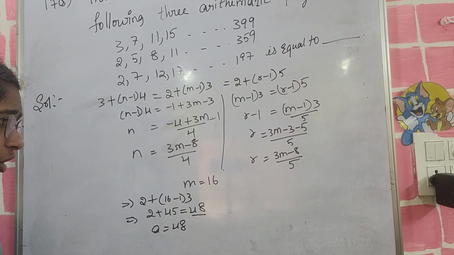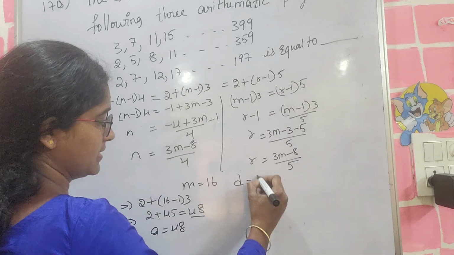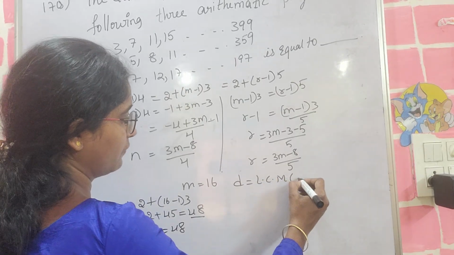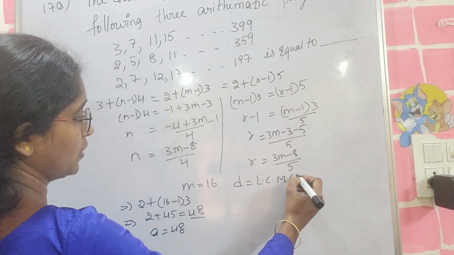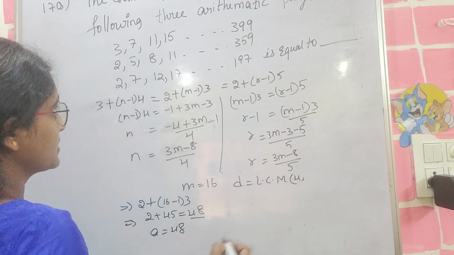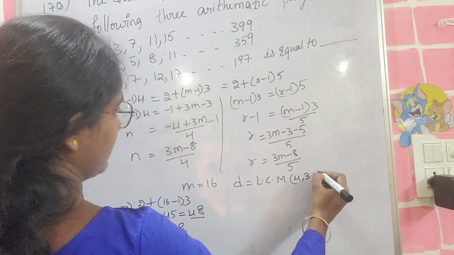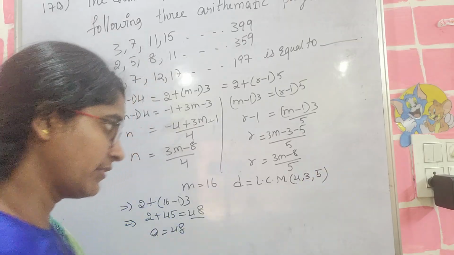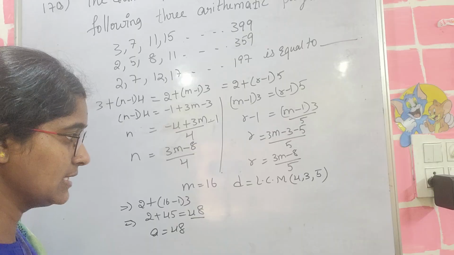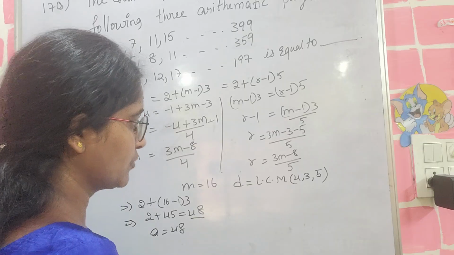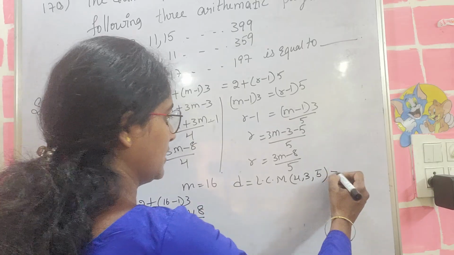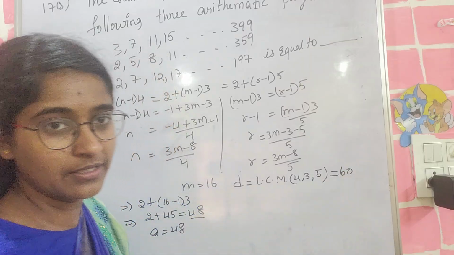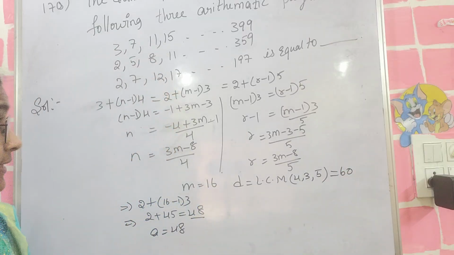Then the common difference is the LCM of the differences. The first difference is 4, the second difference is 3, and the third difference is 5. There is no common factor among these, so if you multiply them all, that's 60. So the common difference is 60 here. So you got the a value and the d value.